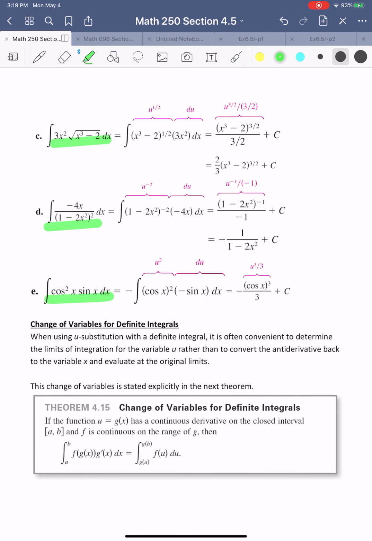Change of variable for the definite integral. When using a u-substitution with a definite integral, it is often convenient to determine the limits of integration for the variable u rather than to convert the antiderivative back to the variable x and evaluate at the original limits. This change of variable is stated explicitly in the next theorem, and then we get this form.